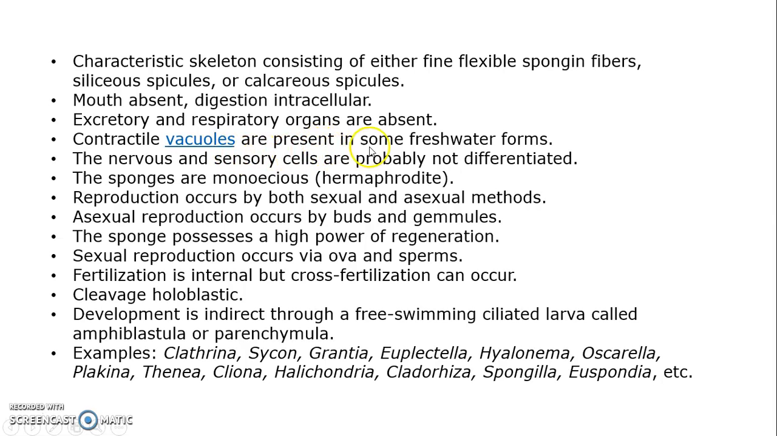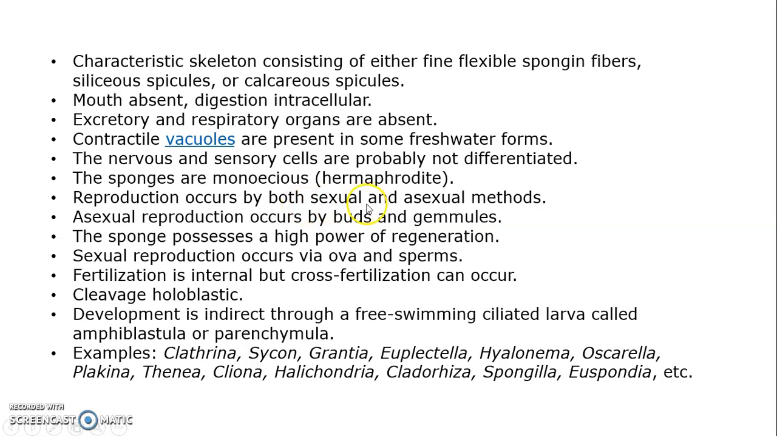Contractile vacuoles are present in some freshwater forms. In some organisms a contractile vacuole is present, which helps in osmoregulation. The nervous and sensory cells are probably not differentiated. The nervous system is not yet developed. The sponges are monoecious. Monoecious means both male and female reproductive organs are present in the same organism or same individual. That is called monoecious, or it is also called hermaphrodite.